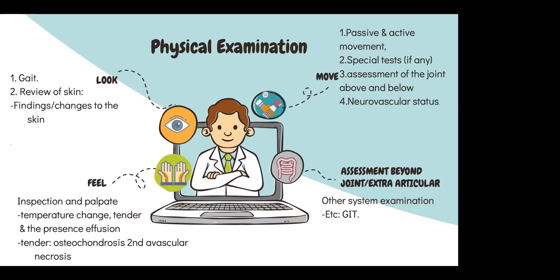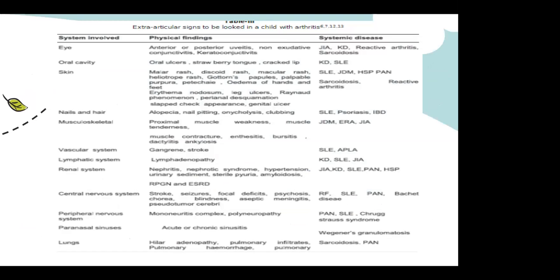Next slide. So this is the list of extra-articular signs that you can look for in a child with joint pain: eyes or cavities, skin, nail and hair, musculoskeletal, vascular system, lymphatic system, renal system, central nervous system, peripheral nervous system, paranasal sinuses, and lungs. So you might want to open back this slide and read through it again. Next.